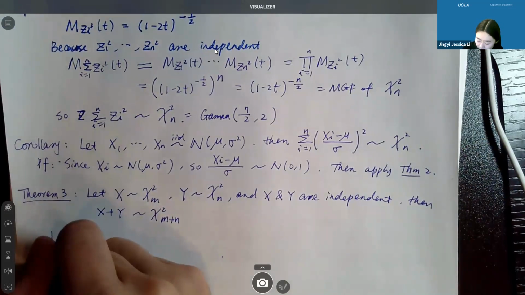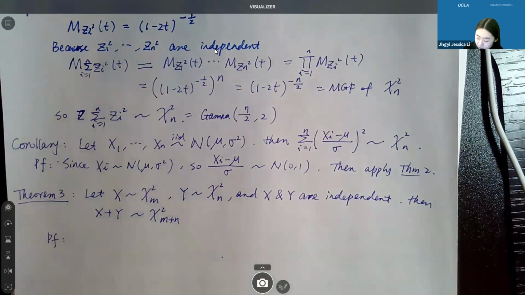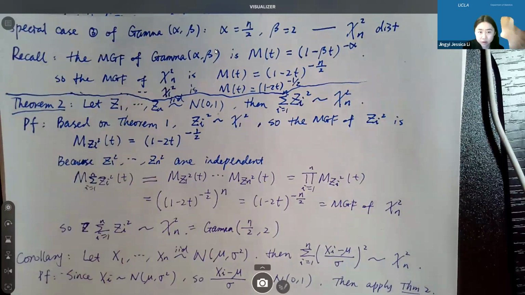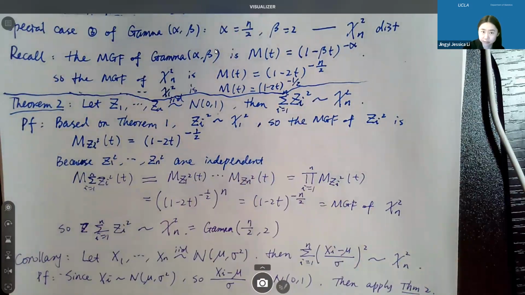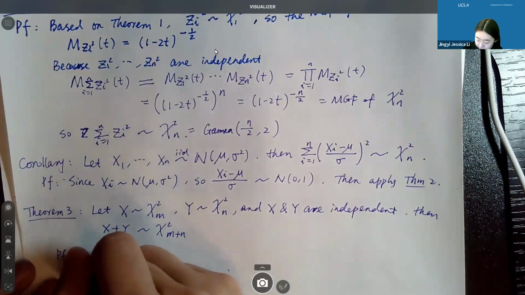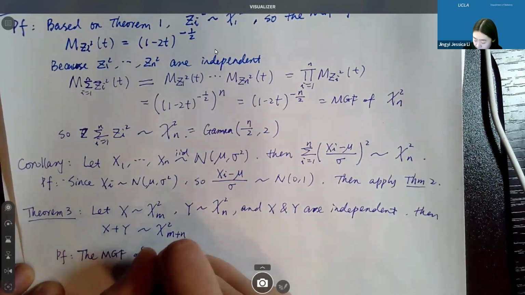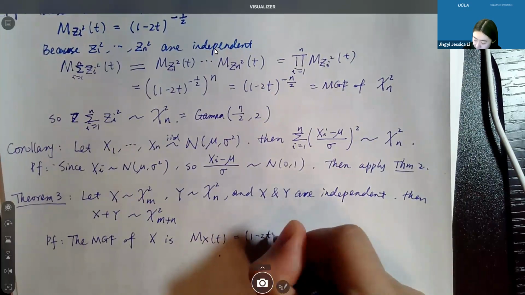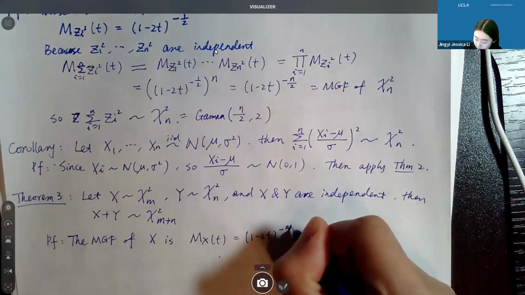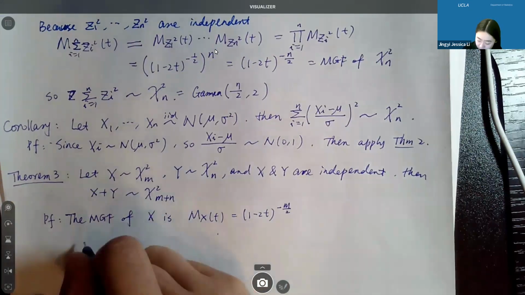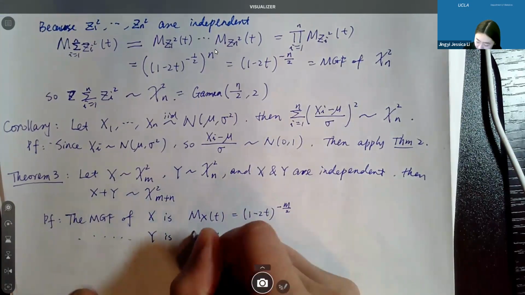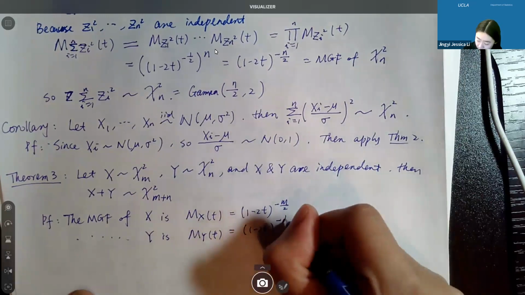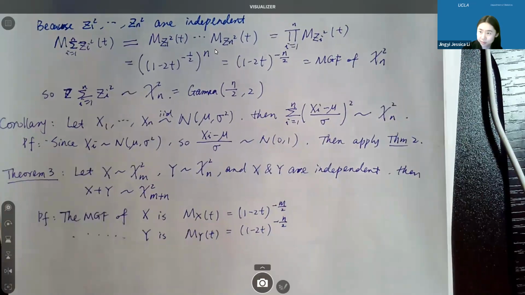Okay, to show this, we are again going to use the Mgf. We are going to use this general form of chi-square n, 1 minus 2t to the power negative n over 2, where n is the degrees of freedom. So the Mgf of x, Mx at t, equals 1 minus 2t to the power negative m over 2. And similarly, the Mgf of y, My at t, equals 1 minus 2t to the power negative n over 2. Now we're going to use independence.